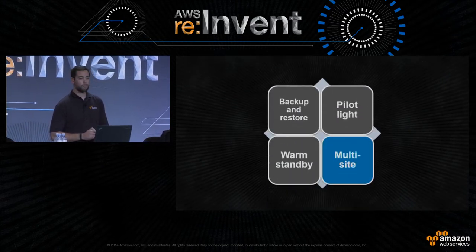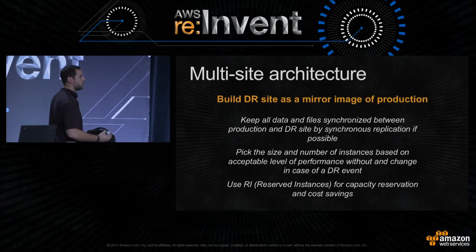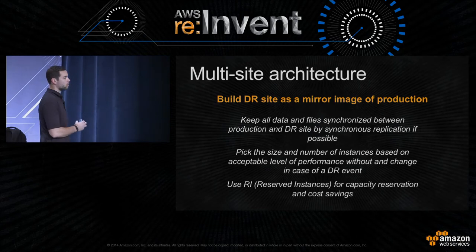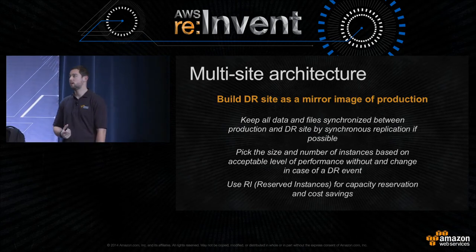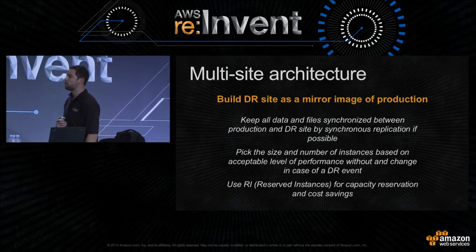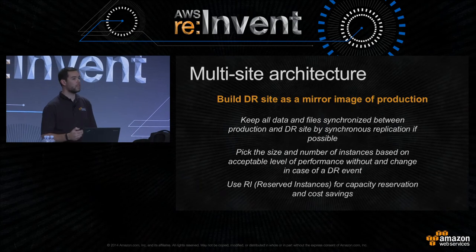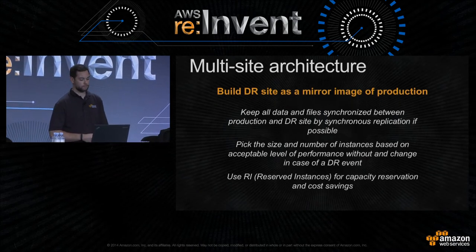All right, let's talk about multi-site deployment. I'm going to go a little bit faster here because we are seeing some patterns on how to deploy infrastructure on AWS. Right? Pilot light was great. I mean, it blew my mind when I first learned about pilot light. Multi-site architecture is pretty straightforward. So basically, you're mirroring your production site on AWS.